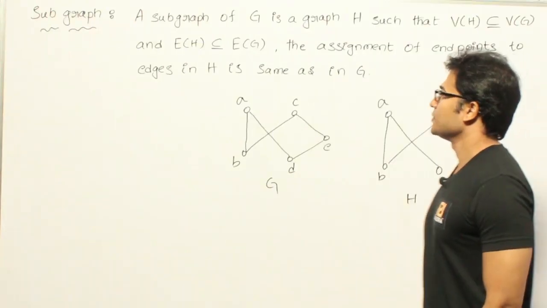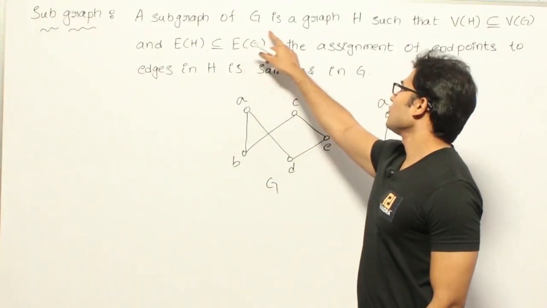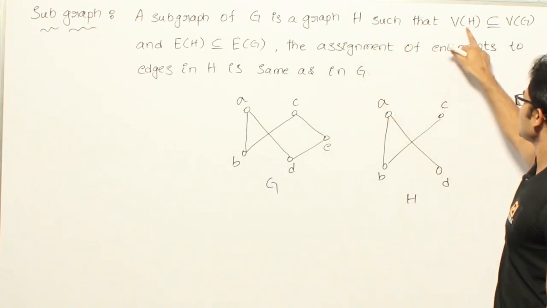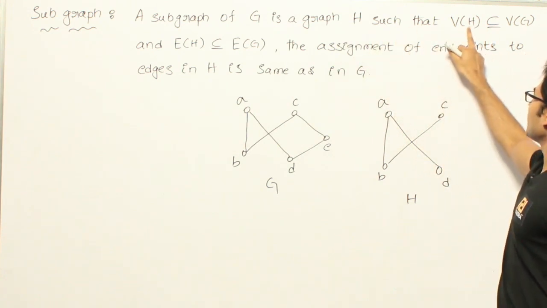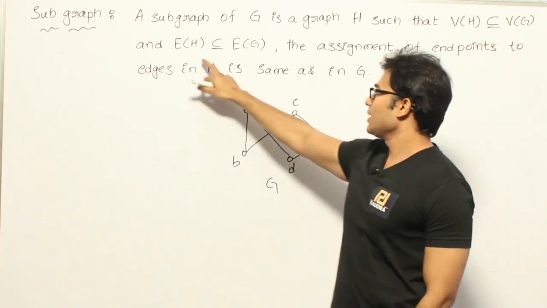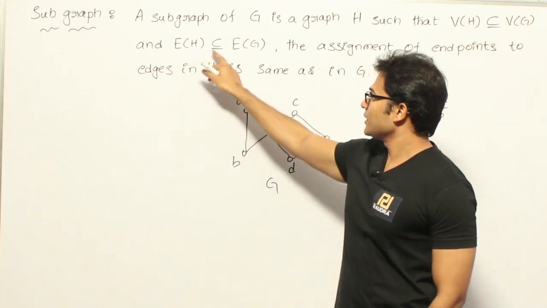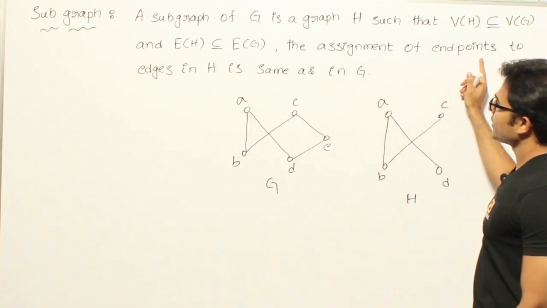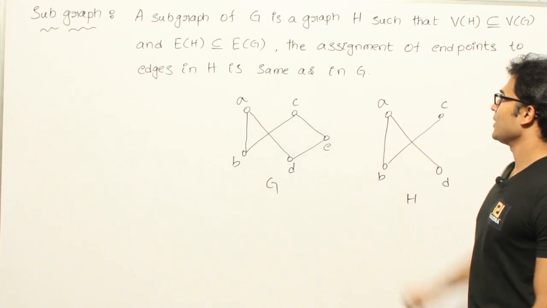Now let's see the concept of a subgraph. A subgraph of capital G is a graph capital H such that the vertices of capital H are a subset of the vertices of capital G, and the edges of capital H are a subset of the edges of capital G. The assignment of endpoints to edges in H is the same as in G.